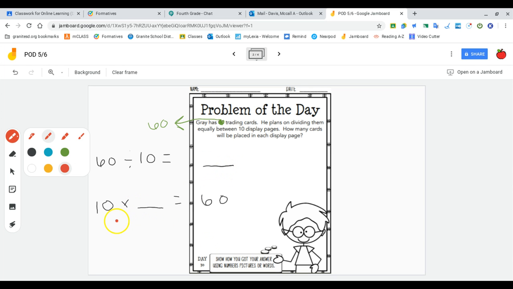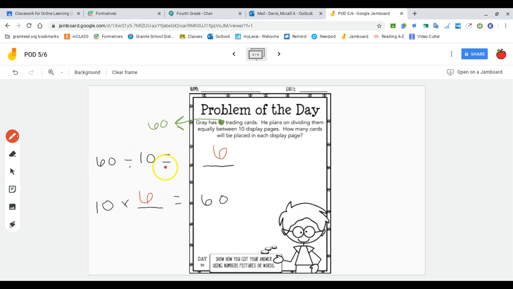So I'm going to start here. And again, I'm thinking 10 times what number equals 60? Well, that's just a basic multiplication fact, and I know it's 6. Then I'm going to come up to here, and I'm going to check my work. 60 divided by 10 equals 6. If I fill in the same number, I can see that that works here as well, which means it's correct.